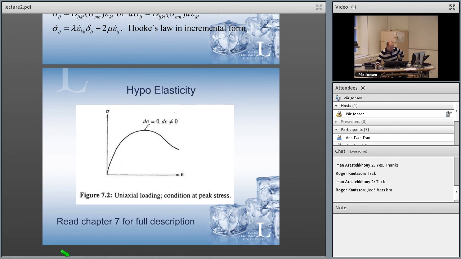I would say it's a quite complicated model if you're not used to all this description with tensors and so on, but just read it through so you get a little bit familiar with the hypoelasticity model. So you have a full description there in chapter 7 in the book. So, do we have any questions so far?